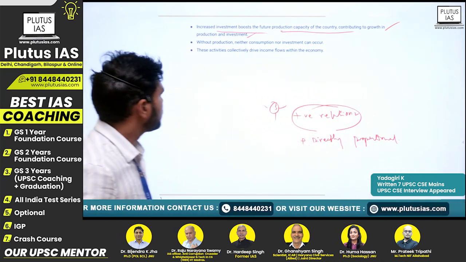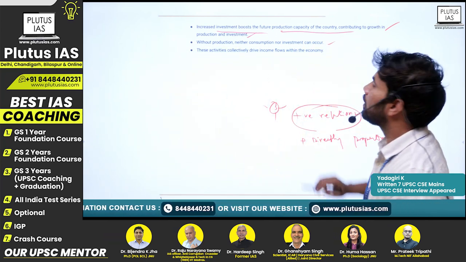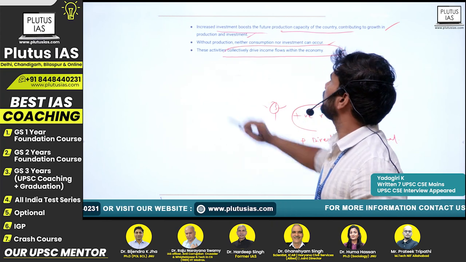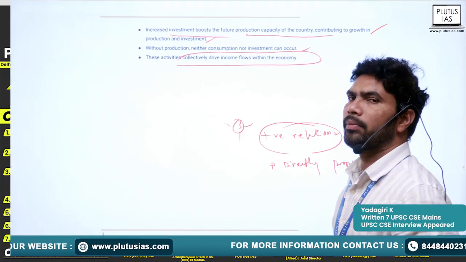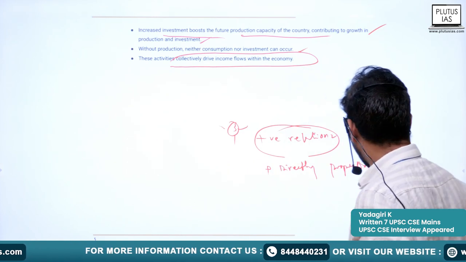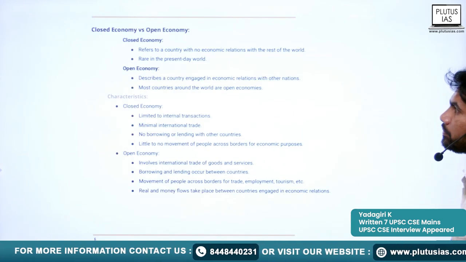Right. Without production, neither consumption nor investment can occur. These activities collectively drive income flows within the economy. So this is the correlation between the three basic activities of the economy.